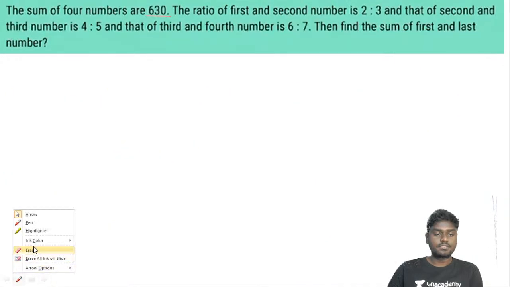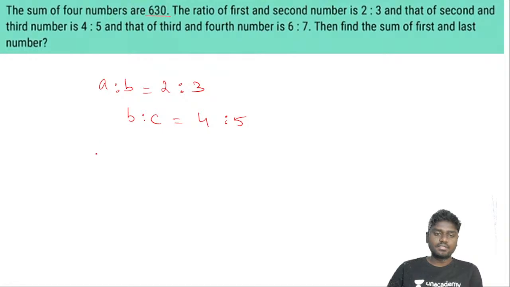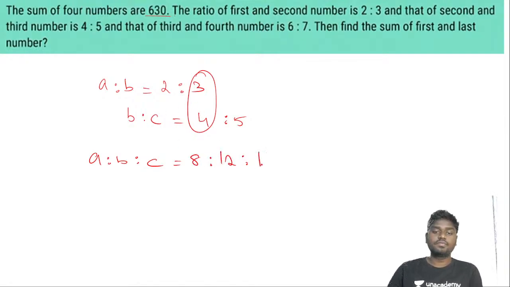Yeah, start doing this. So let me just do it quickly so that you are able to understand how I did this. Let me take the first number to be A, second number to be B, C, and D, so on, right? The ratio of A is to B is 2 is to 3, and the ratio of B is to C is 4 is to 5. From this, I'll quickly find the ratio of A is to B is to C. What I do here, 4 into 2 is 8 is to 12 is to 15.